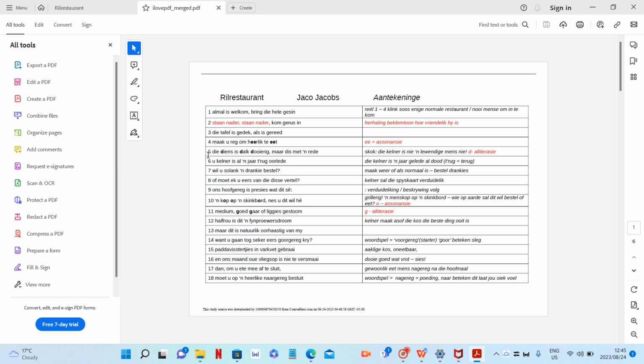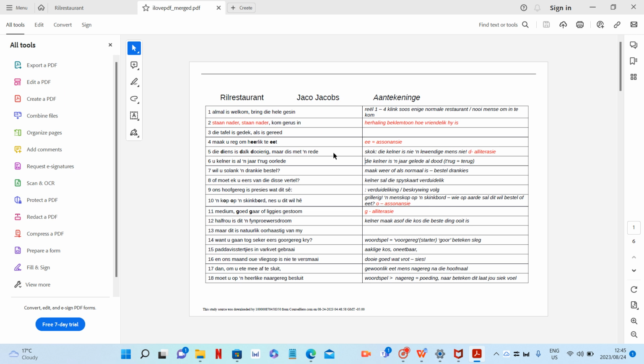Okay, let's read line 5. Die diens is dalk dooierig, maar dis met 'n rede. So it says that the service is a bit slow, but it's for a reason. Skok, die kelner is nie 'n lewende mens. So the reason that the service is slow is because the waiter is not an alive person, it's a dead person. But you see the D's.